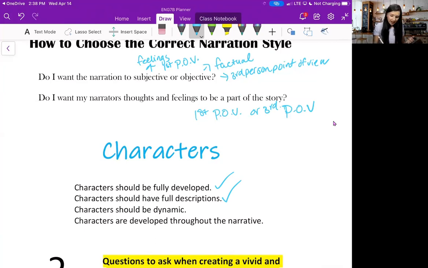Okay? You want your characters to be dynamic and developed throughout the narrative. Don't feel like you have to tell everything about the character right from the start. Obviously, characters are developed through the actions, through the setting, through the theme. All of those things help develop your characters throughout the story.